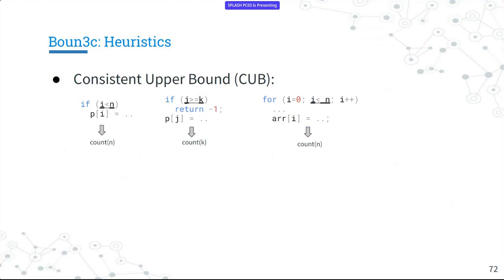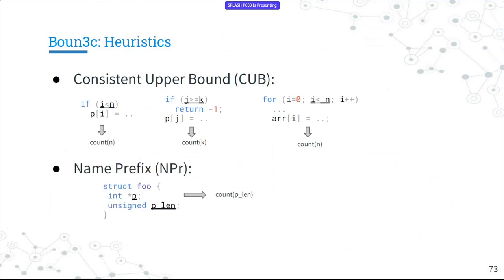There could be other cases where we might not infer bounds, in which case we use certain heuristics. The first heuristic is consistent upper bound. Here we observe whether there is any variable which is always checked when we are trying to access the array. If there is always a consistent variable that's the upper bound, we consider that as the bounds of that array variable.